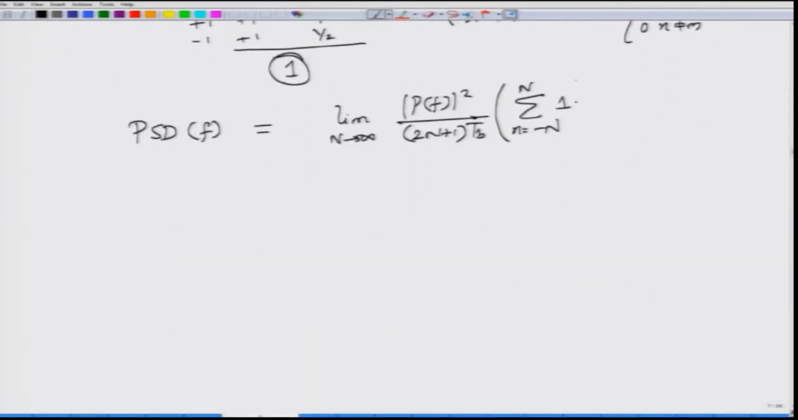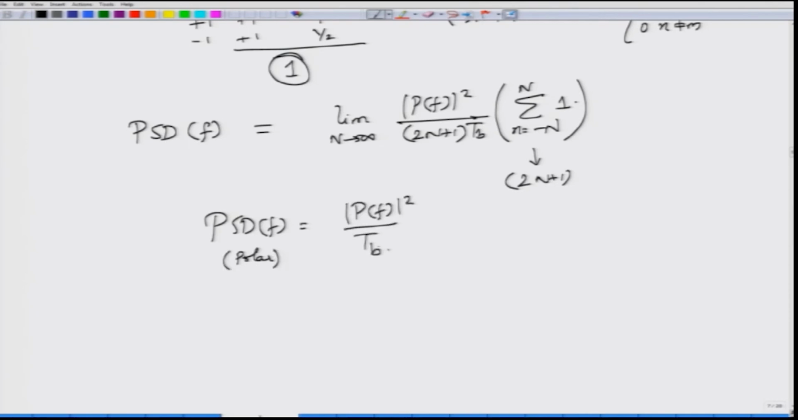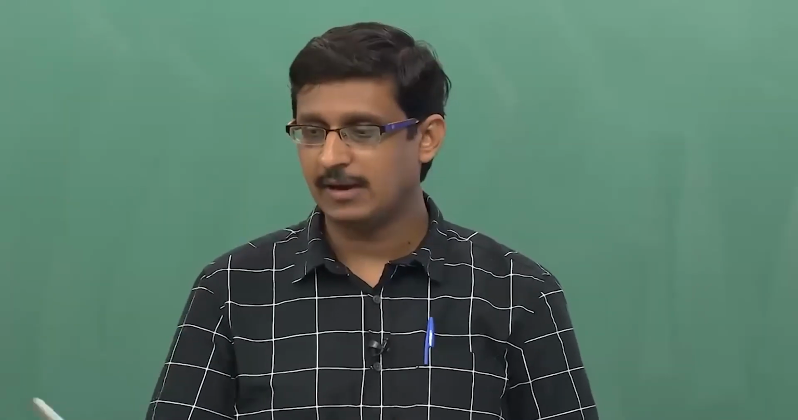And what is the summation of this 1? This is simply 2n plus 1, correct? And therefore the PSD that you were looking for, for the polar format, is given by P of f magnitude square divided by Tb. In the next module, we are going to look at the meaning of this PSD, as well as what happens to the polar RZ format and NRZ format. Thank you very much.